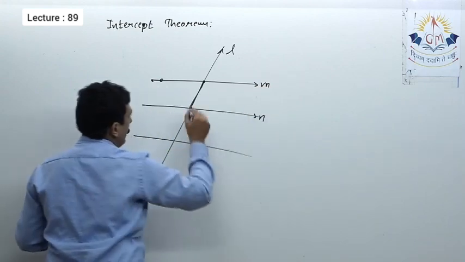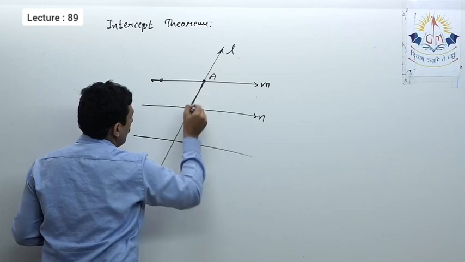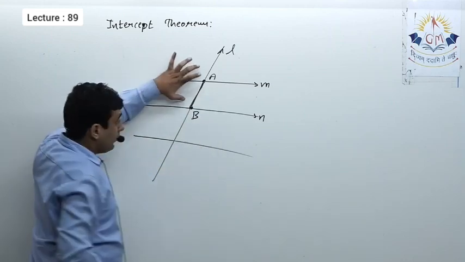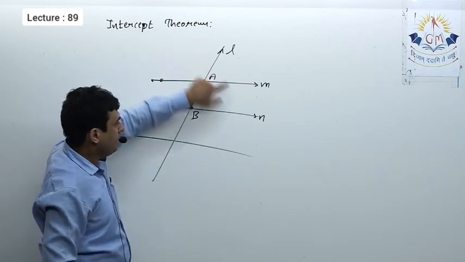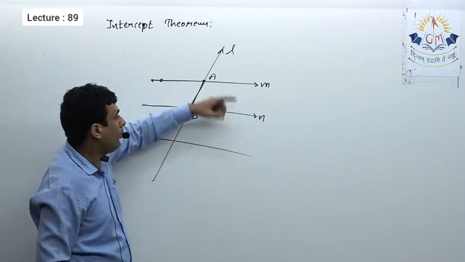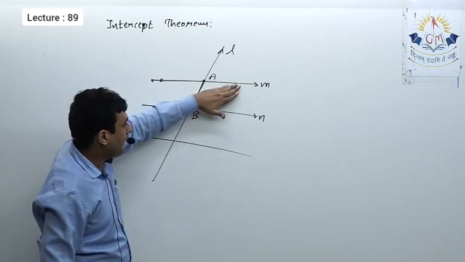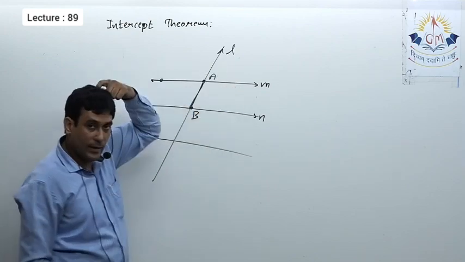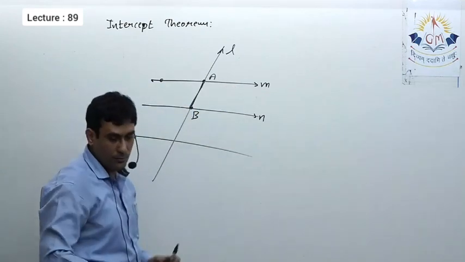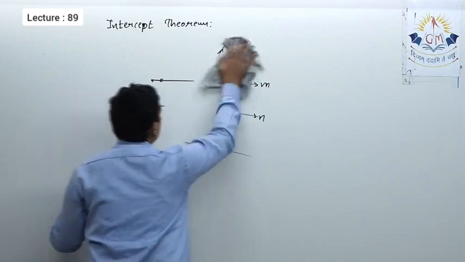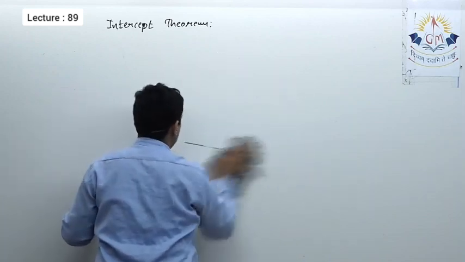These are two lines M and N. So AB is the part of L between M and N, or AB is the intercept made by M and N of line L. Intercept means part. So the theorem is related to that, the intercept theorem.